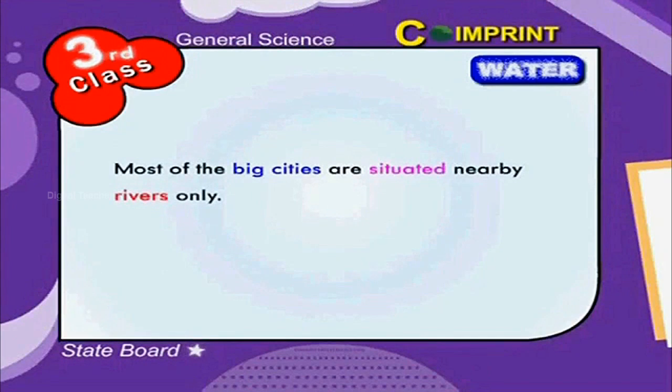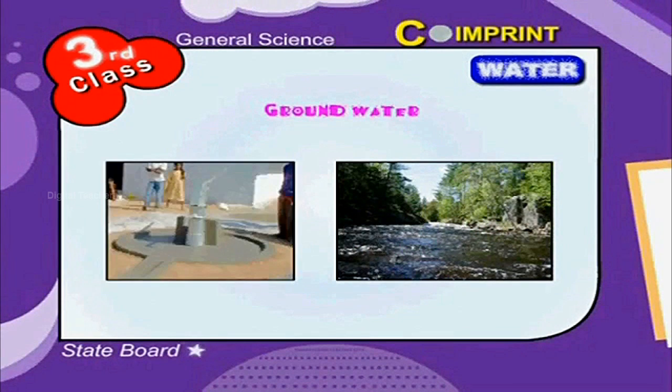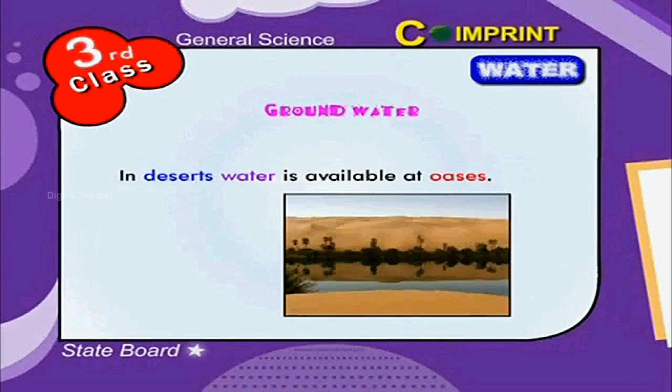Most of the big cities are situated near rivers only. We also get water from under the surface of the earth. They are called groundwater, like springs and bore wells. In deserts, water is available at oases.